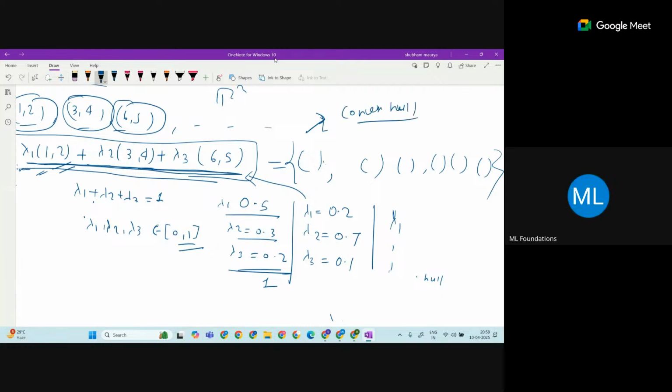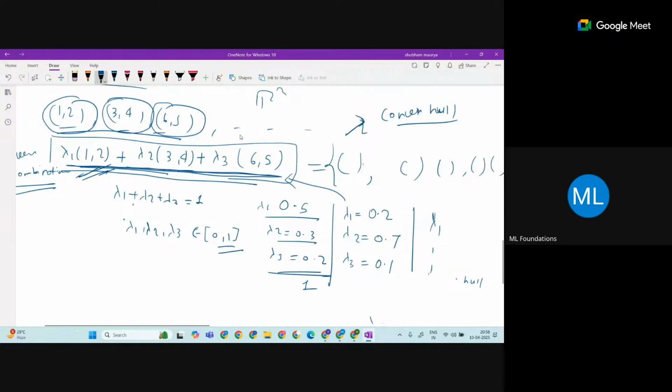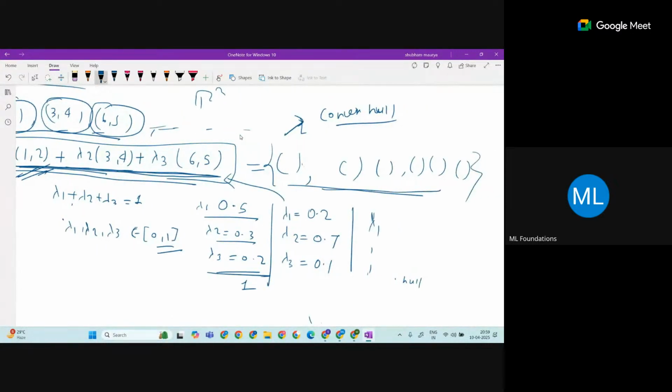Okay, sir. So convex hull is nothing but the collection of all convex combinations of these points. That is the definition. Convex hull is the collection of all convex combinations, which is this one, of these points. I'm collecting all convex combinations in this set. That is what I'm calling the convex hull.